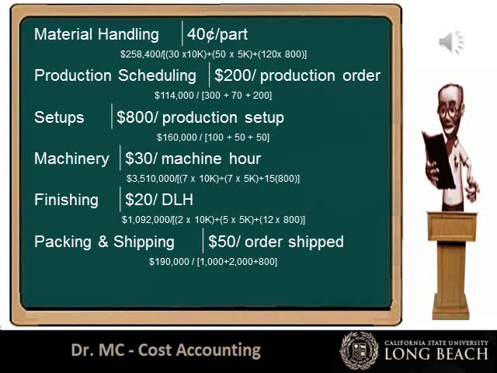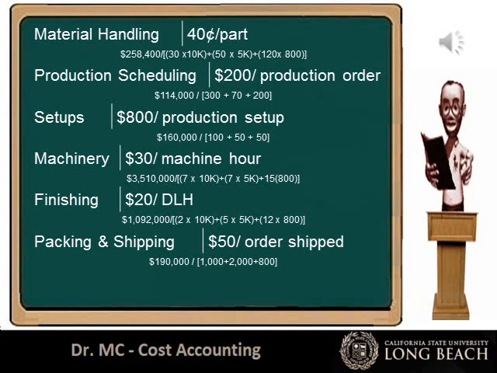For setups, you need to divide the estimated cost of $160,000 by the estimated number of production setups, which is 200. This gives you the application rate of $800 per production setup. For machinery maintenance, you need to divide the estimated cost of $3,510,000 by the estimated number of machine hours, which is 117,000. This gives you the application rate of $30 per machine hour.